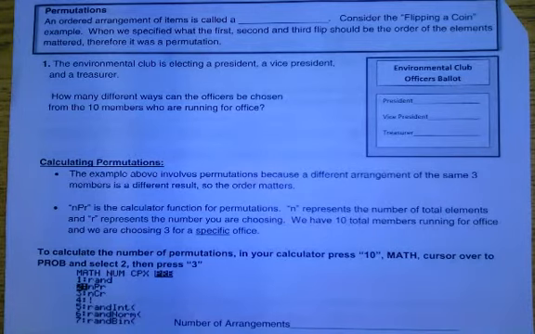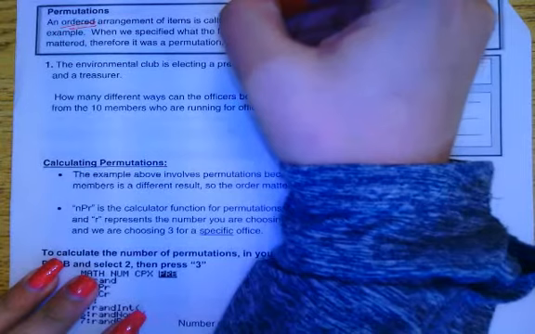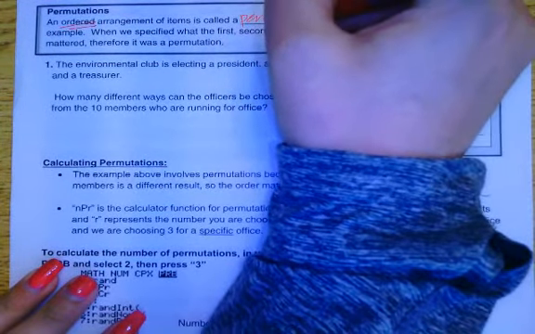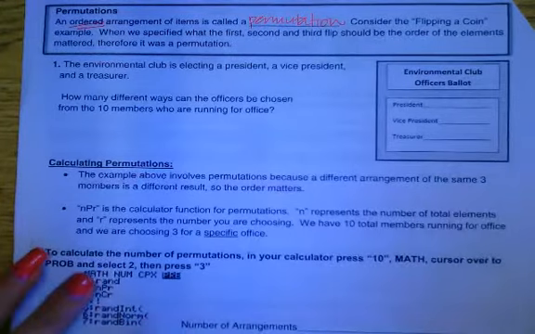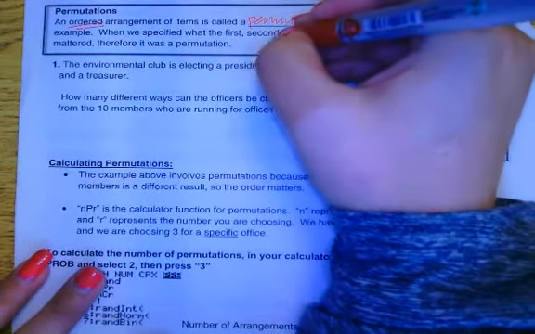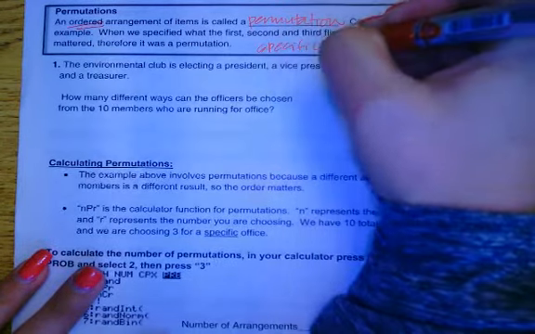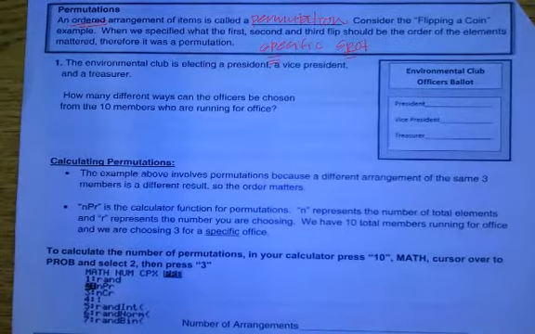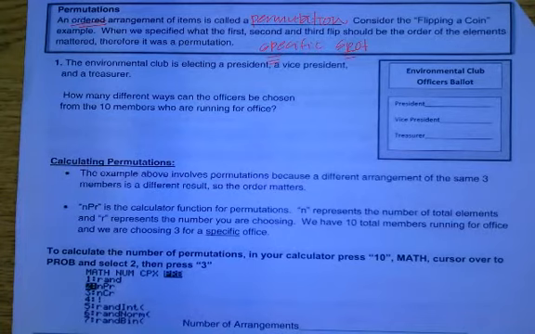specific order. Okay, so for permutations, permutations are where order does matter. Okay, so an ordered arrangement is called a permutation. Okay, and the way that I remember permutation is specific spot. Okay, in order for it to be a permutation, it has to be in a specific spot. Okay, so the order matters. So with the flipping a coin example, when we specify what the first, second, and third flip should be, the order of the elements mattered, therefore it was a permutation.